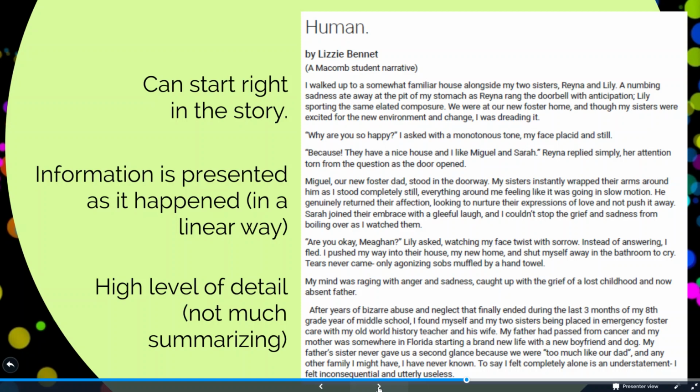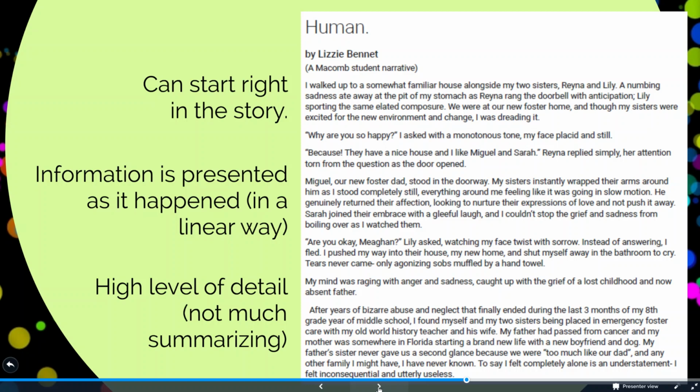I walked up to a somewhat familiar house alongside my two sisters, Raina and Lily. A numbing sadness ate away at the pit of my stomach as Raina rang the doorbell with anticipation, Lily sporting the same elated composure. We were at our new foster home, and though my sisters were excited for the new environment and change, I was dreading it.